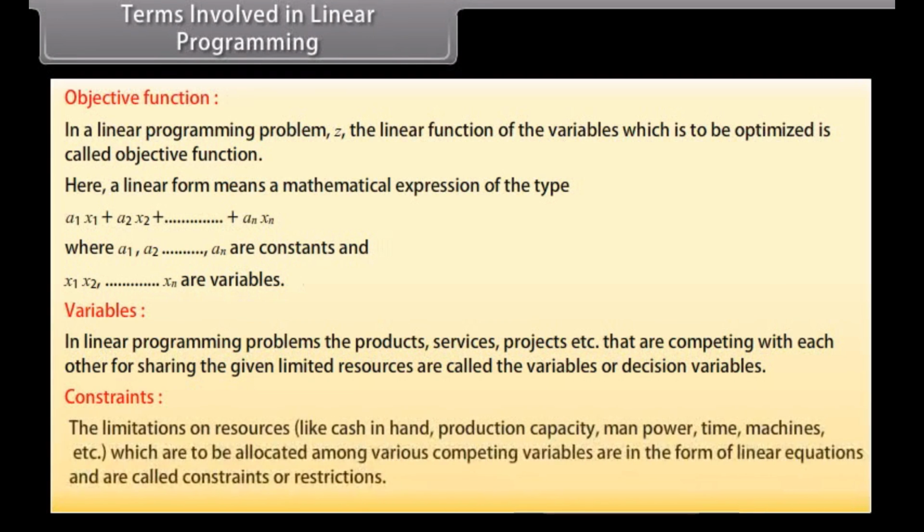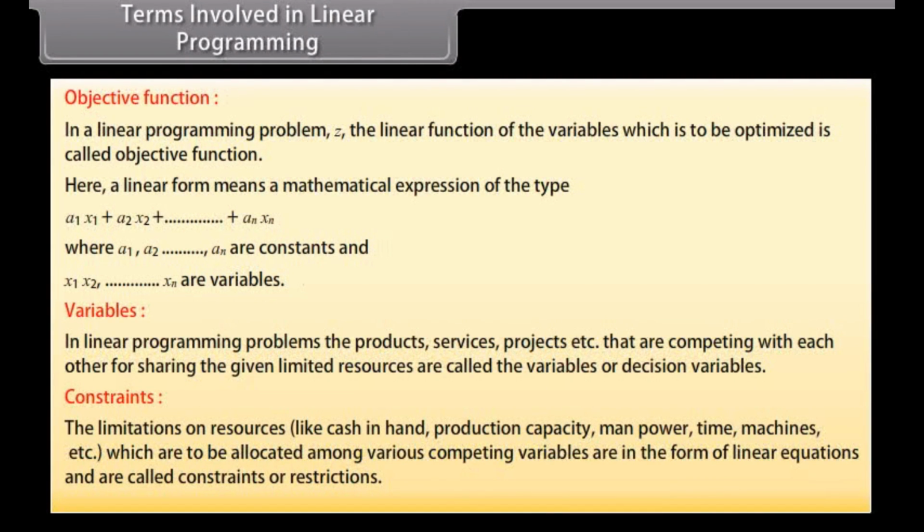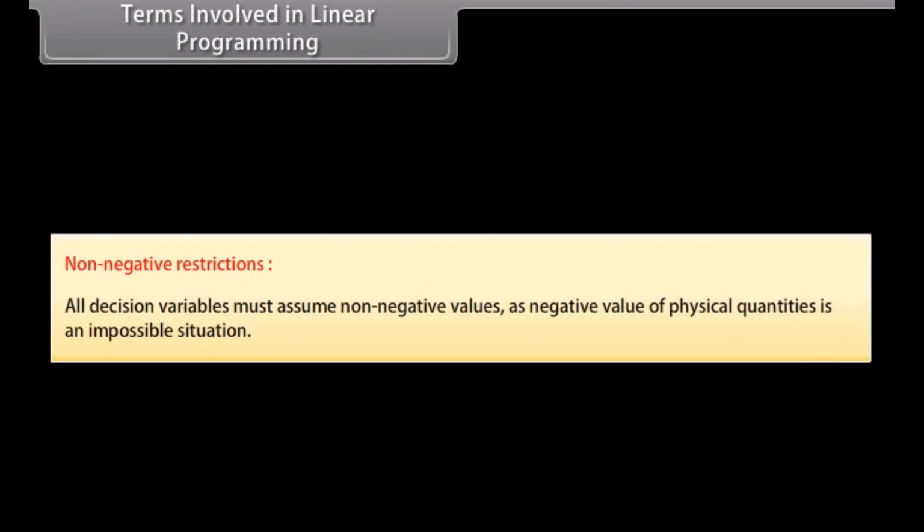Constraints. The limitations on resources like cash in hand, production capacity, manpower, time, machines, etc., which are to be allocated among various competing variables, are in the form of linear equations and are called constraints or restrictions. Non-negative restrictions. All decision variables must assume non-negative values, as negative value of physical quantities is an impossible situation.